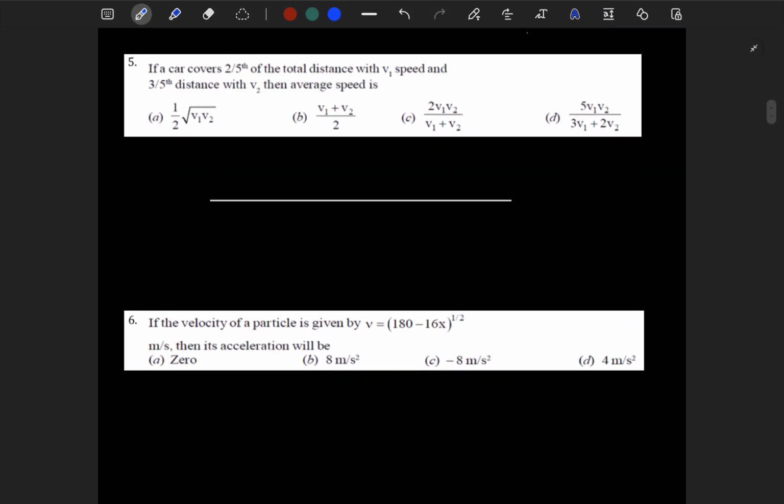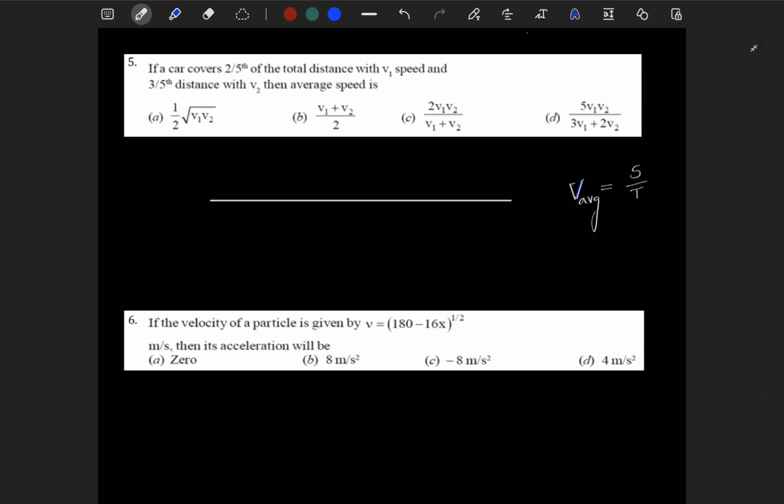Yeah, this is a question on kinematics. If a car covers 2 by 5th of the total distance with speed v1 and 3 by 5th of the distance with v2, then the average speed is, this is an easy question. You have to find the average speed. Always remember the definition of average speed is simply total displacement by total time. So you can write it as V average is equal to total displacement by total time taken. So I'm indicating total time with capital T.